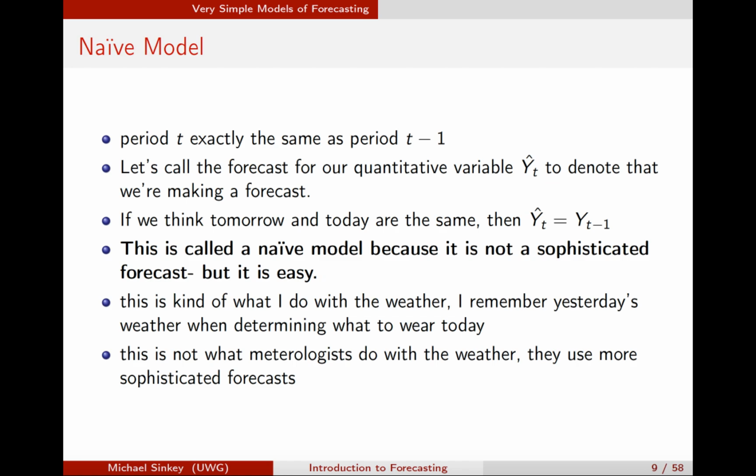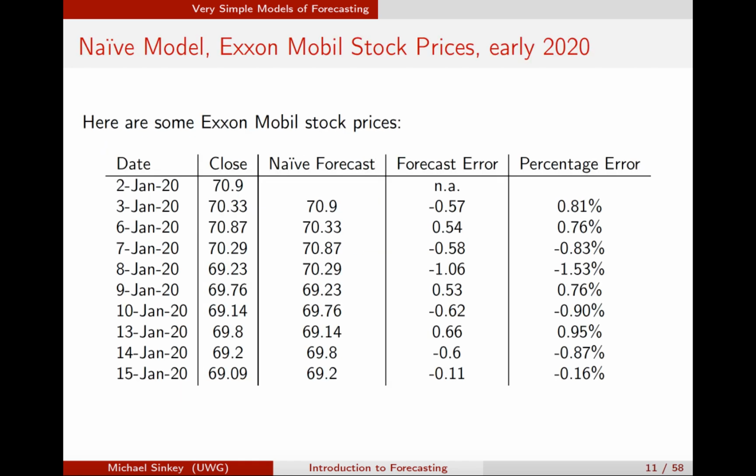And it's not sophisticated. I'm just using a small amount of information, and you can see that I did that here with these ExxonMobil stock prices. So the second column represents the closing price of ExxonMobil on the given day in January of this year. And you can see that the stock price is hovering from 69 to 70. On January 2, it closed at 70.9, so I immediately make a forecast for January 3 of 70.9.